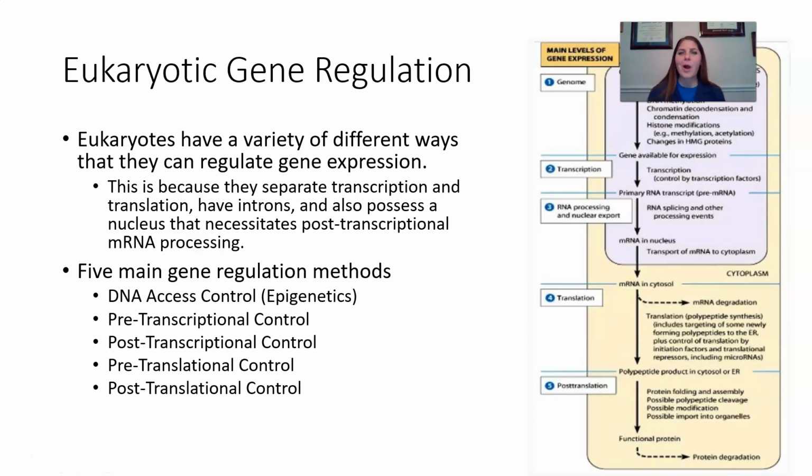Eukaryotes have a wide variety of ways that they can regulate their gene expression. It's because they have that temporal separation between transcription and translation. They also have a nucleus that prokaryotic cells do not. There are 5, count them, 1, 2, 3, 4, and 5 main gene regulation methods.